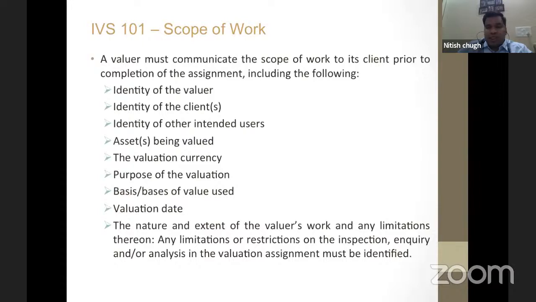One more thing is that if the limitation restricts the valuer from giving a fair valuation of the asset being valued, then the valuer cannot say that the valuation has been done as per the IVS standards. It is not that the valuer will leave the assignment. The valuer will insert a caveat or limitation in the valuation report itself, that the valuation has not been done strictly in compliance with the IVS.